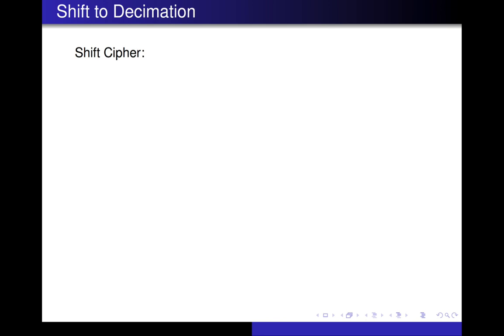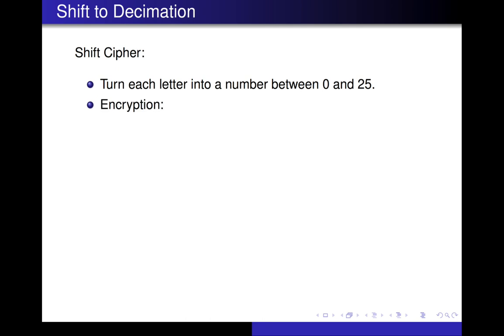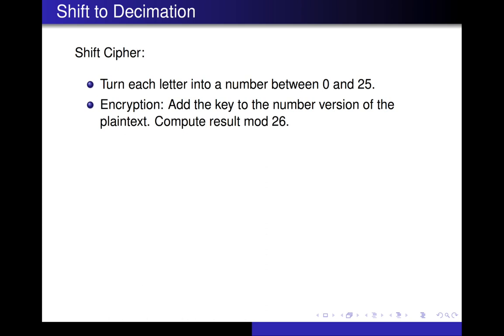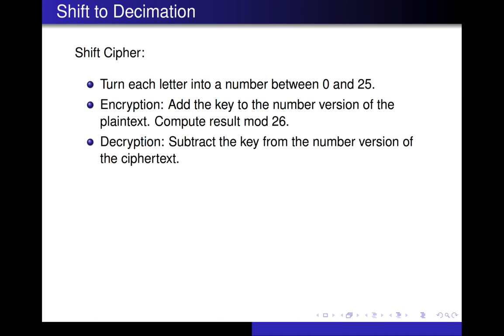So let's recall what the shift cipher does. First thing you do is you turn each letter into a number between 0 and 25. For encryption, we add the key to the number version of the plain text, and then we compute that result mod 26. And then for decryption, we subtract that same key from the number version of the ciphertext. So we add the key for encryption, we subtract the key for decryption.